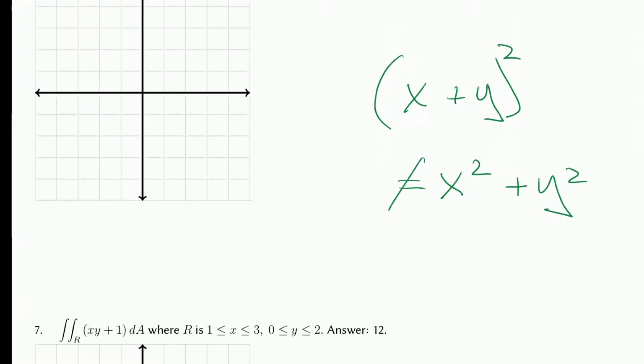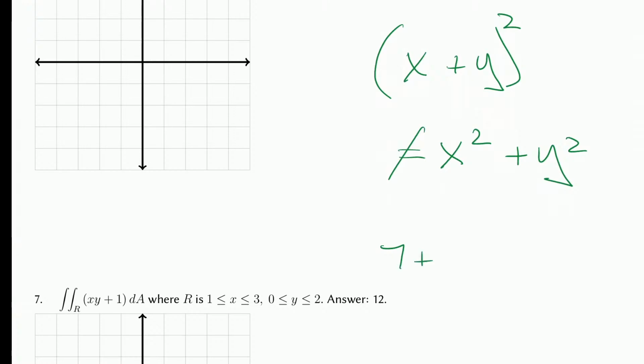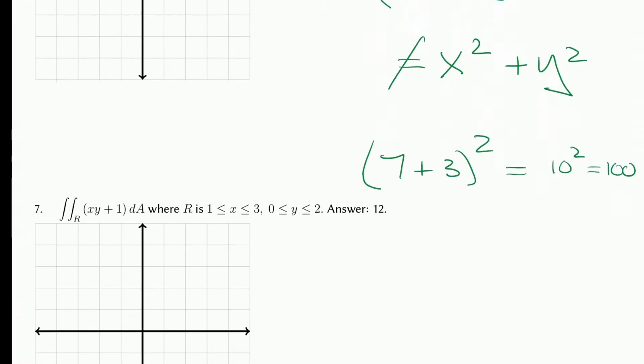You don't believe me? Pick a couple of numbers. Try 7 plus 3. Square it. So you do 10 squared, which is 100. And then let's compare that to 7 squared plus 3 squared, which is 49 plus 9, which is a far cry from 100. Not the same. These are the stuff that you learned in 8th grade. Come on, you can do this. Just dig deep and try to do it right.